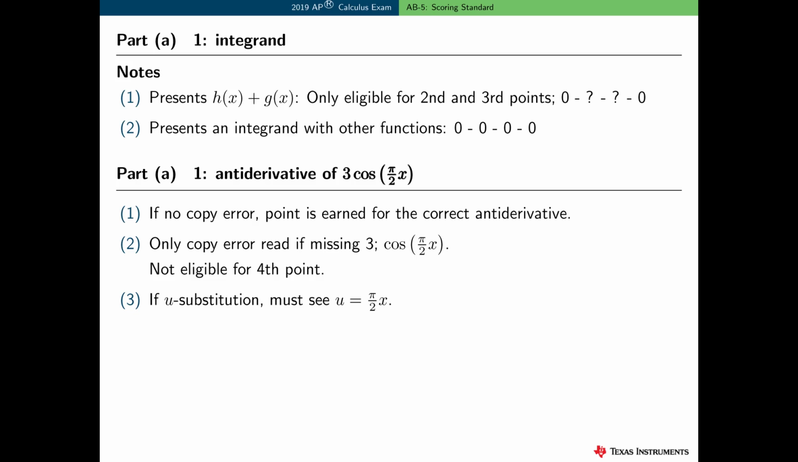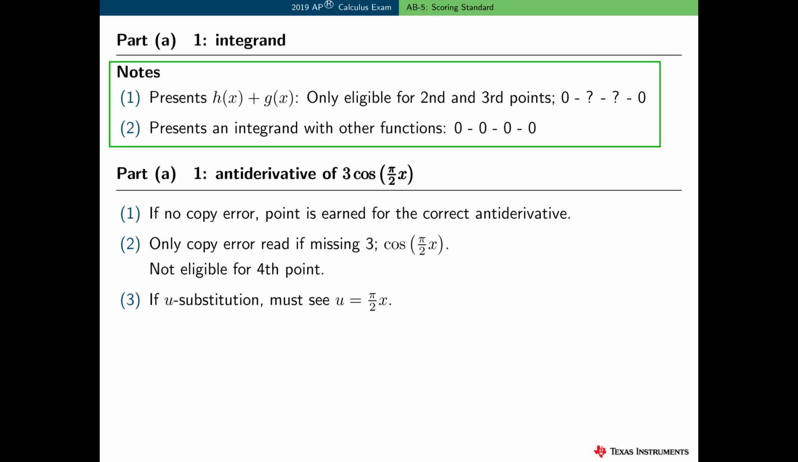Here are a few more notes about the first point. If the student presents h of x plus g of x as the integrand, they are only eligible for the second and third points, the antiderivative points. And if the student includes other functions in the integrand other than h of x and g of x, for example h of x squared, then they earn 0 out of the 4 points in Part A.